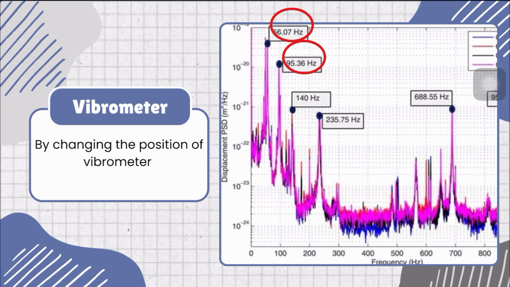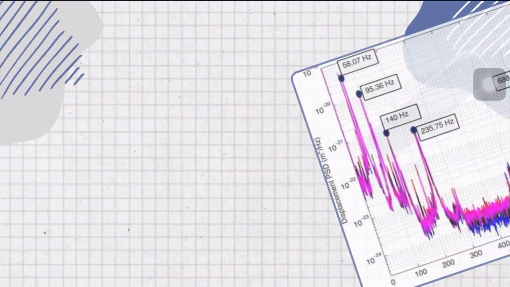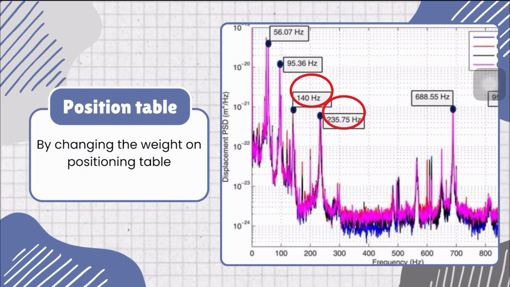By changing the position of the vibrometer, the author observed that 2 of these peaks shifted to 82.3 Hz and 122.5 Hz, while the other peaks remained unchanged. This confirmed that these 2 peaks were caused by the vibrometer positioning. Then the author added weight to the positioning table. The frequency shifts again when weights were applied. Therefore, the author attributes these 2 peaks to the positioning of the vibrometer.